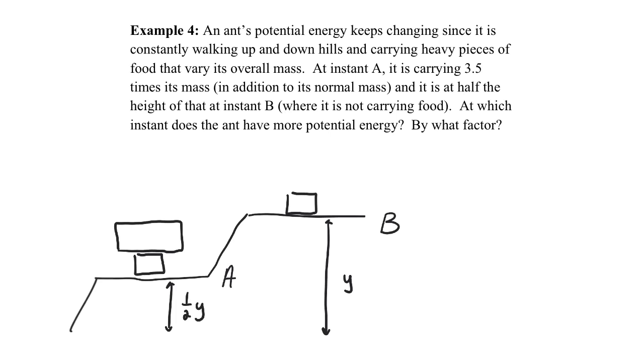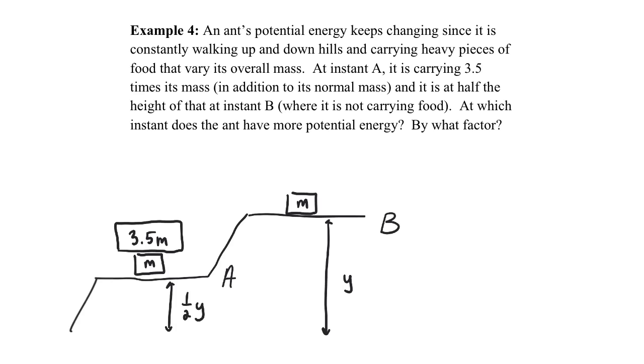So I know that the mass of the ant here is m, and here's the mass of the ant there. But we just said that the food is an additional 3.5 times the mass of the ant. So this is my diagram right here. I've got the ant carrying food at half the height. I've got the ant by itself at double the height it started at. And the question becomes, which has a higher potential energy?